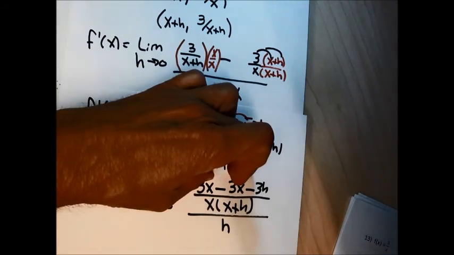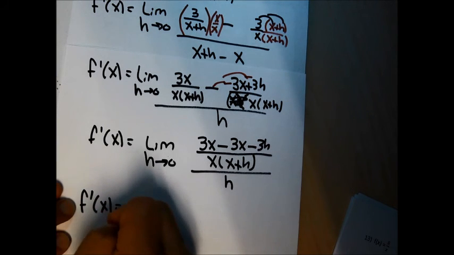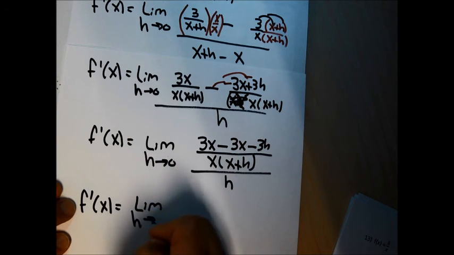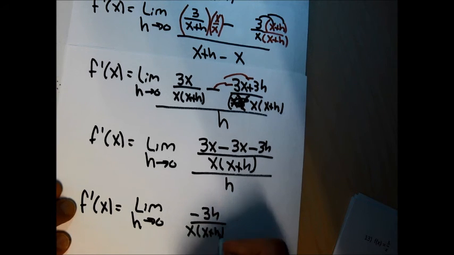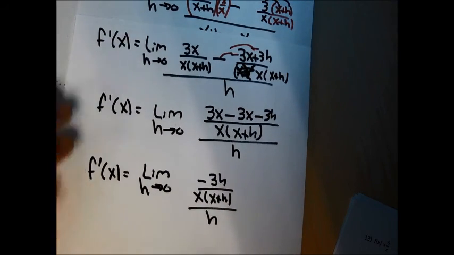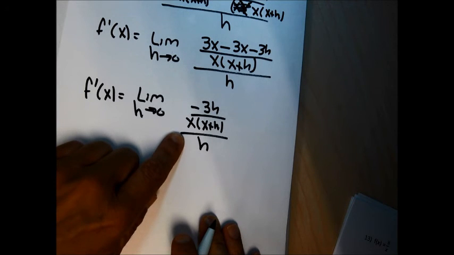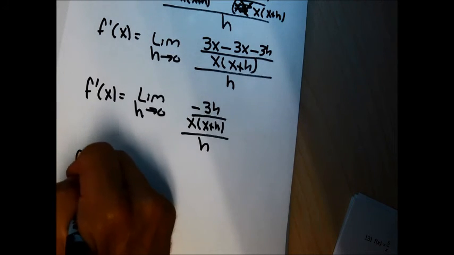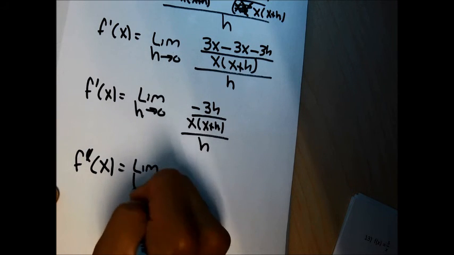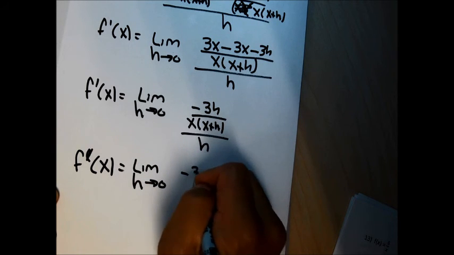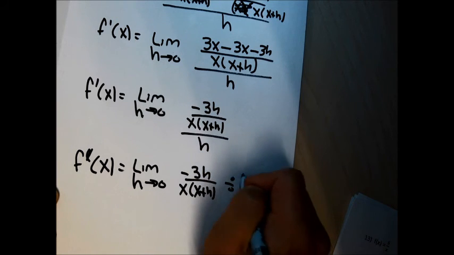Well, in this numerator, the 3x's cancel. So this is going to give me f prime of x equals the limit as h goes to 0 of minus 3h over x times x plus h all over h. And that all over h is really messing me up. So instead of writing a fraction for that, I'm going to write a divide for that. I'm going to change this from a 3-leveled fraction to a division problem. So I'm going to get f prime of x equals the limit as h goes to 0 of negative 3h over x times x plus h divided by h.